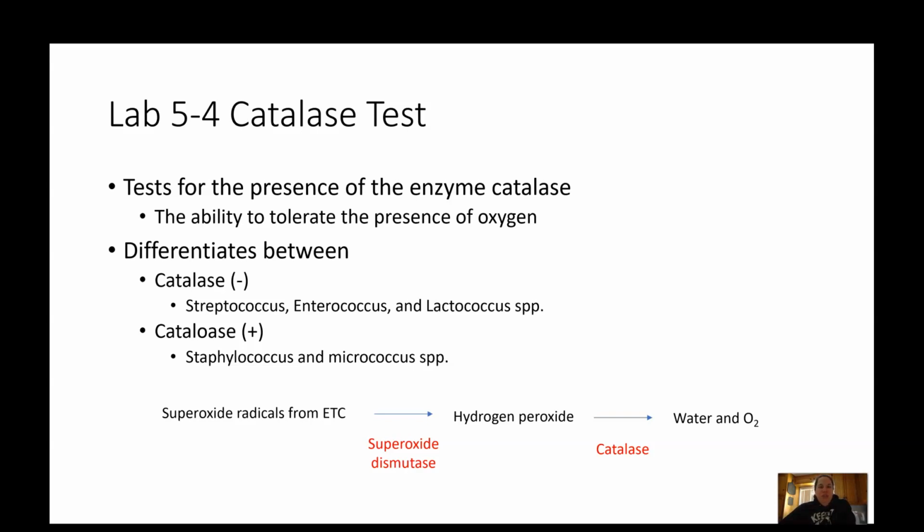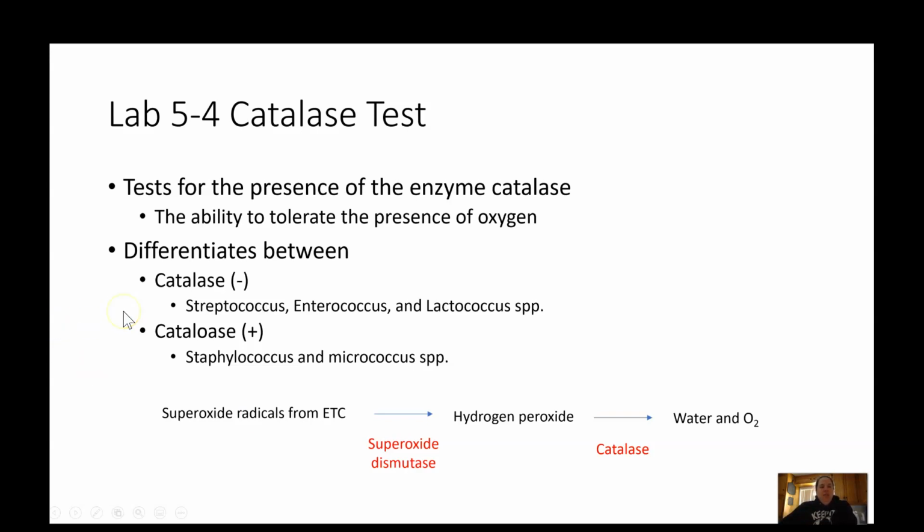So superoxide dismutase is going to take these superoxide radicals and convert them into hydrogen peroxide. And then catalase will take hydrogen peroxide and turn it into water and oxygen gas. So the presence of these two enzymes are basically protecting the cell from these really, really harmful chemicals that will irreparably damage the cell if left alone.